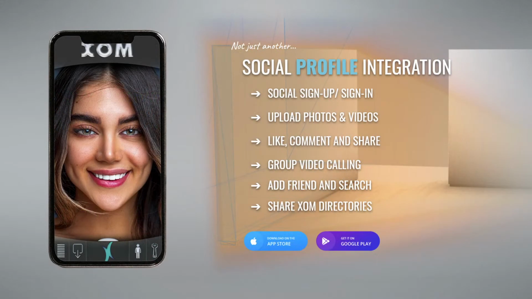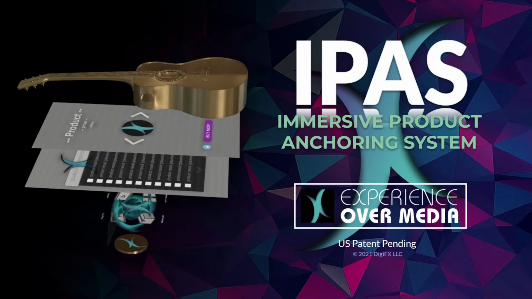So there is a social media integration, like I said. You can sign up for the beta, and there'll be a link at the end of this where you can get that, along with upload photos, comment, share, group calling. You can search for friends, and most importantly, share your XOM directories. The demo I showed you was what I call my Skywalk demo, and it's just an example of floating through space and a lot of cool stuff within that space environment. So that's just considered a directory, and users can have multiple directories of different themes for different storefronts or mini malls or virtual malls, whatever you want to call them. And that's pretty much it in terms of the iPass system.